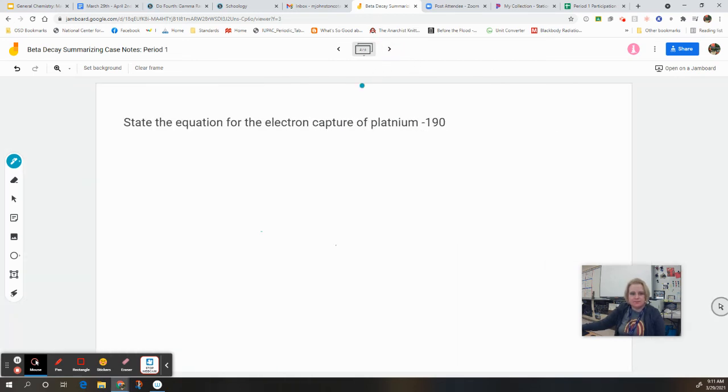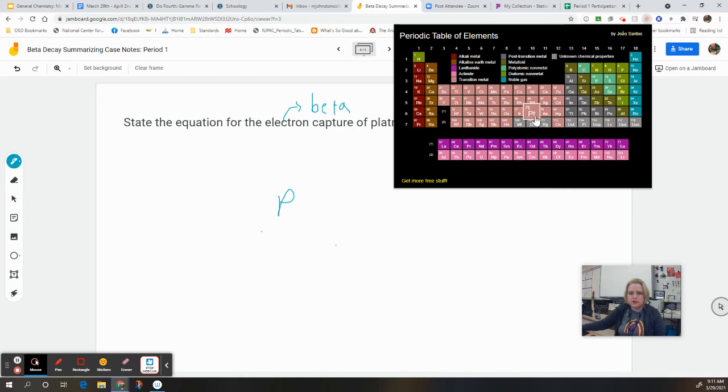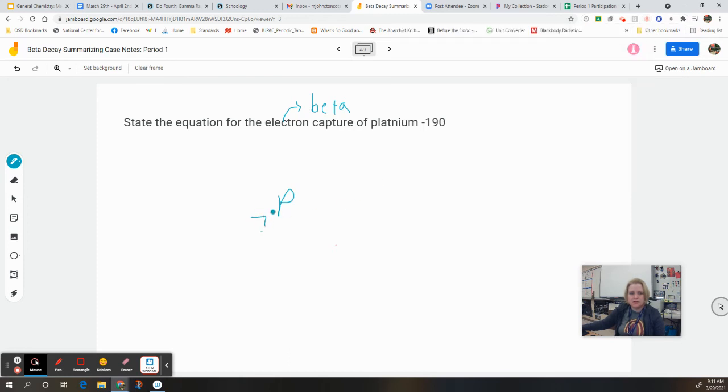Last, electron capture. Electron capture can also be called beta capture, and it's kind of like alpha capture, in that the parent is sucking in that beta particle rather than spitting it out. And we're going to do this for platinum 190. So looking at my periodic table, platinum is right here. It's number 78. It has a mass of 190.